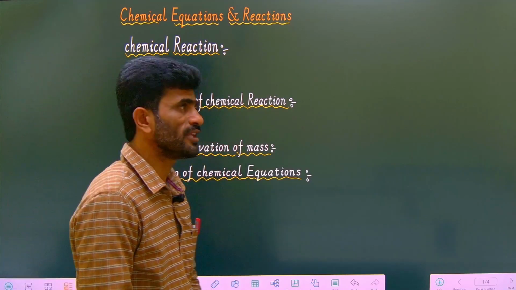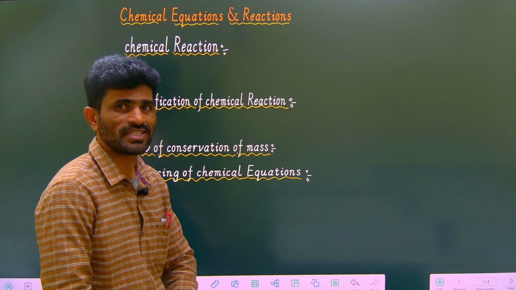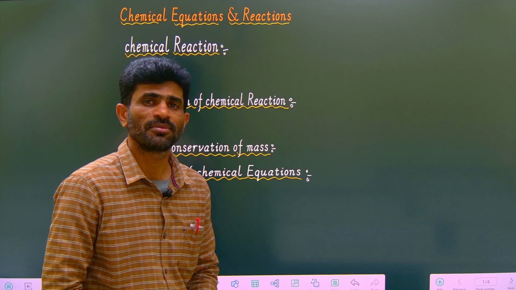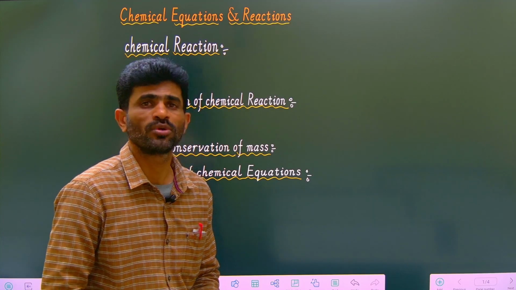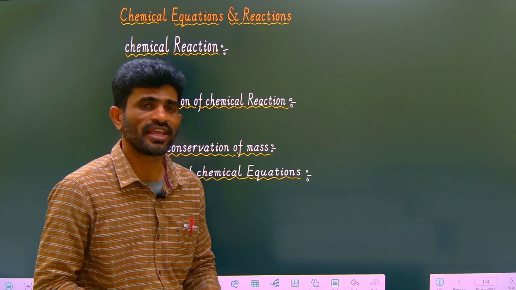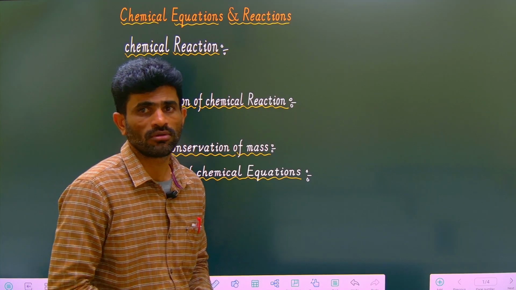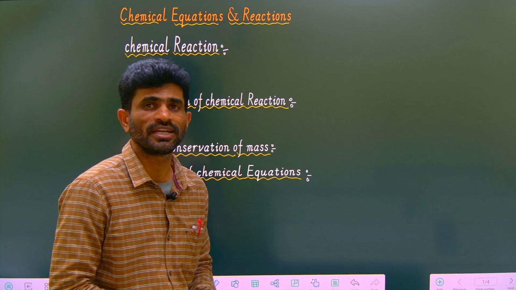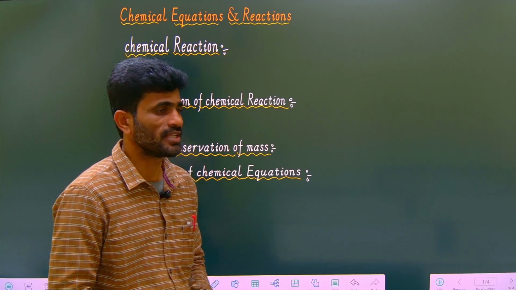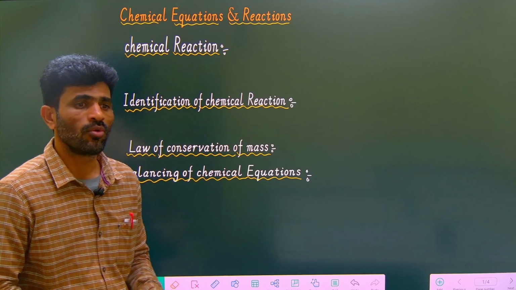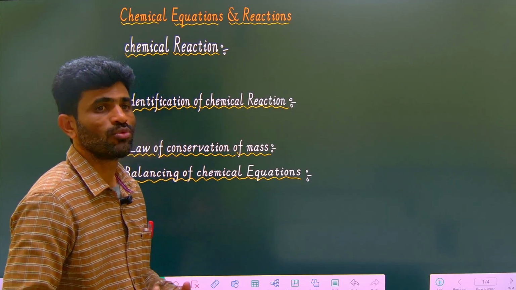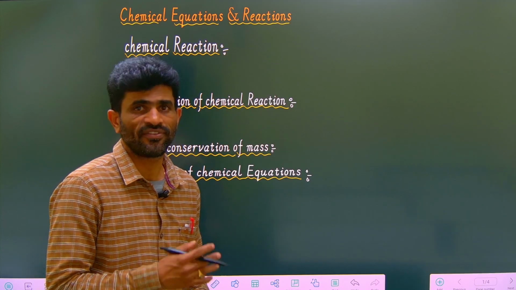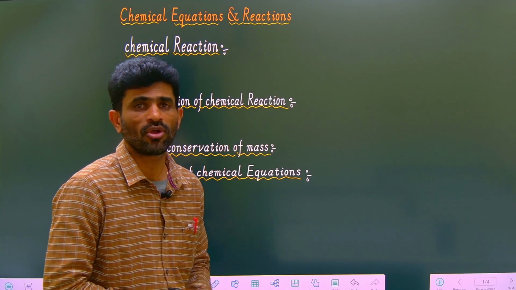Let us enter into today's topic. Today's topic is chemical equations and reactions. In that, first we will discuss what is a chemical reaction. When one or more substances combine together or react together and form one or more new products, which have completely different properties, it is called a chemical reaction. So what happens here? One or more substances involve in some process and form new substances having completely different chemical properties. So this is called a chemical reaction.